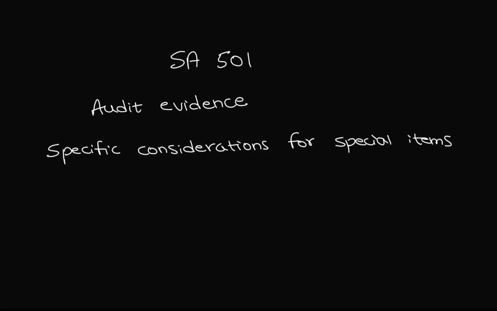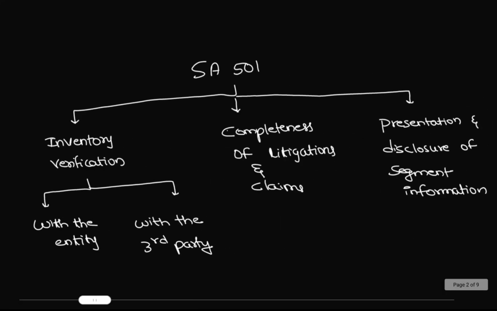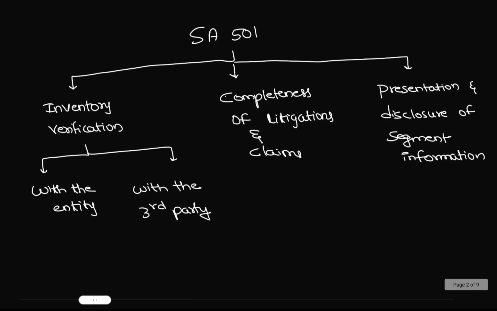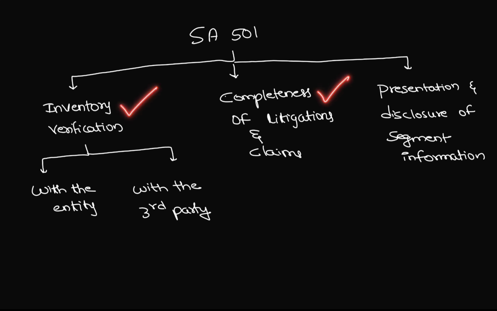Hello everyone. Today we are going to discuss SA 501, which is titled Audit Evidence for Special Considerations for Special Items. So let's start. In SA 501 we are going to discuss three topics: inventory verification, completeness and litigation on claims, and presentation and disclosure of the segment information. These three are the major topics involved in SA 501.